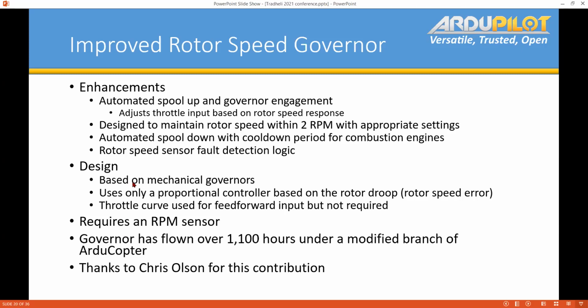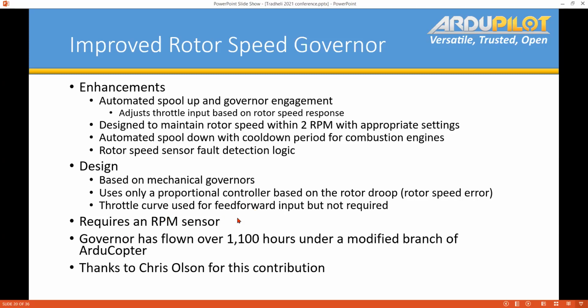So the design, he had done it based on mechanical governors. It only uses a proportional controller based on rotor droop, basically rotor speed error. I say the throttle curve is used somewhat for feed forward input, but he says that it really isn't required. It can run without the throttle curve, but it's always a good thing to have that throttle curve in there, because if you hit some sort of high side or low side fault, you want that throttle curve there so you can basically be able to come home, even though your rotor speed might not be dead on. At least you're able to fly the aircraft home and land it.